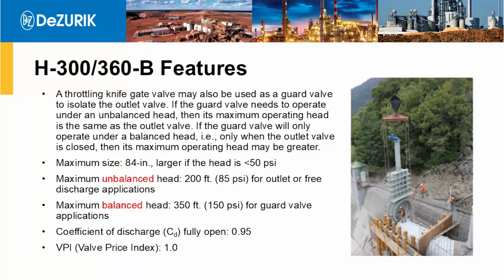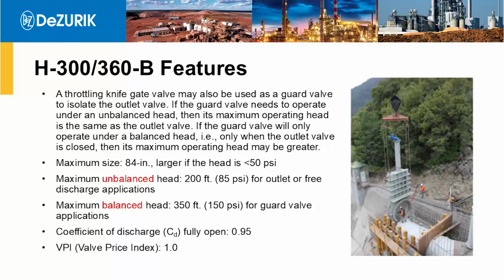Our throttling knife gates have a coefficient of discharge of 0.95. So basically a wide open pipe is 1.0. So there's not a lot of obstructions in the flow path wide open of a throttling knife gate valve. And finally, a VPI, that's just to compare it to the other two valves I'm going to talk about. This is the base, if you will, like a CPI. This is the base price of the three valves.